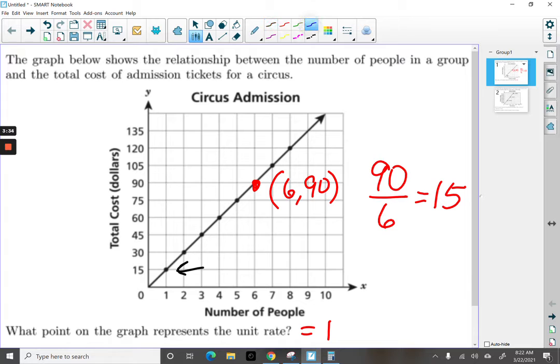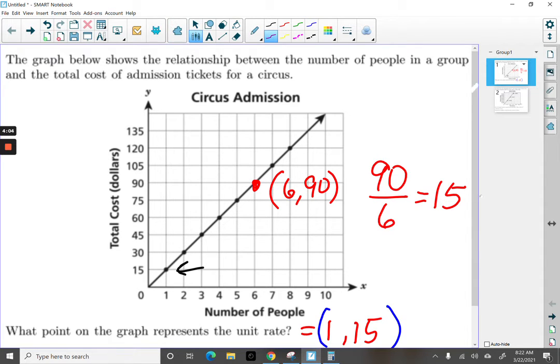That coordinate right there represents the unit rate. So whenever I'm looking for unit rate, I want to think of this number as 1 comma whatever that constant would be in my problem. In this case, (1, 15) is what the coordinate for my unit rate is. So I don't need to technically divide. If I can find an x value of 1, I can find exactly what the unit rate is.